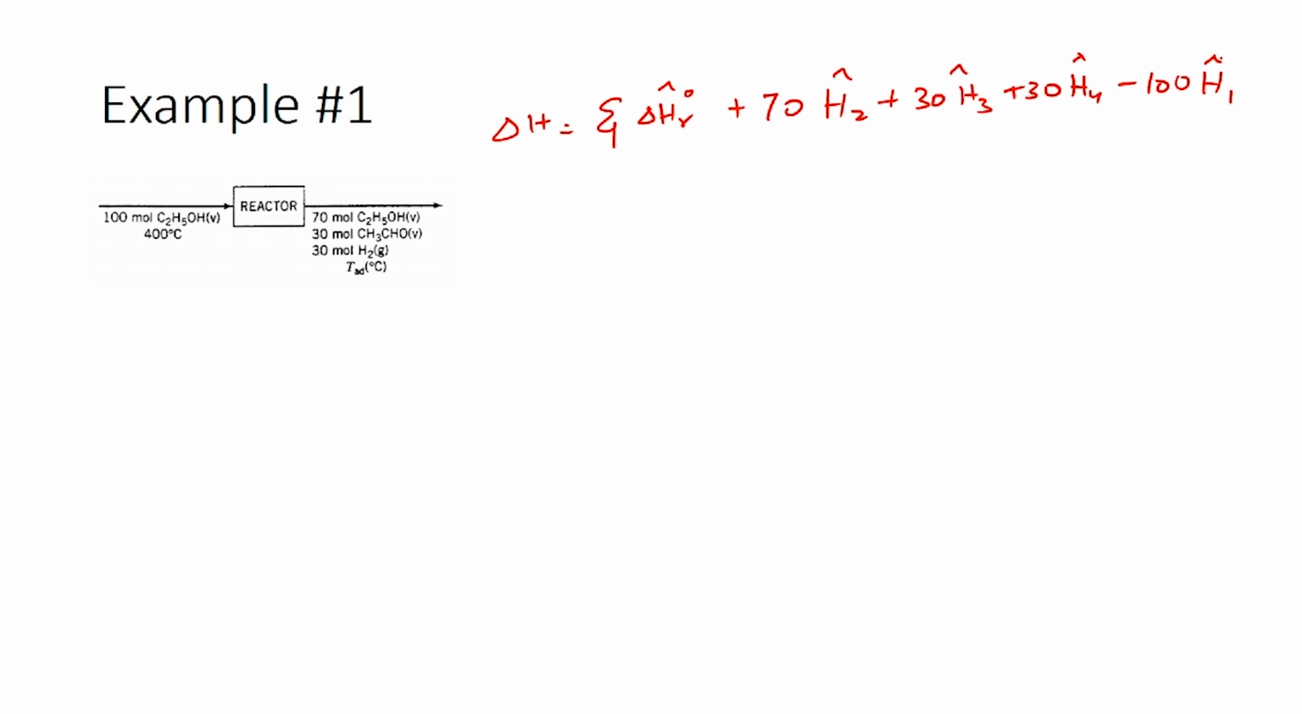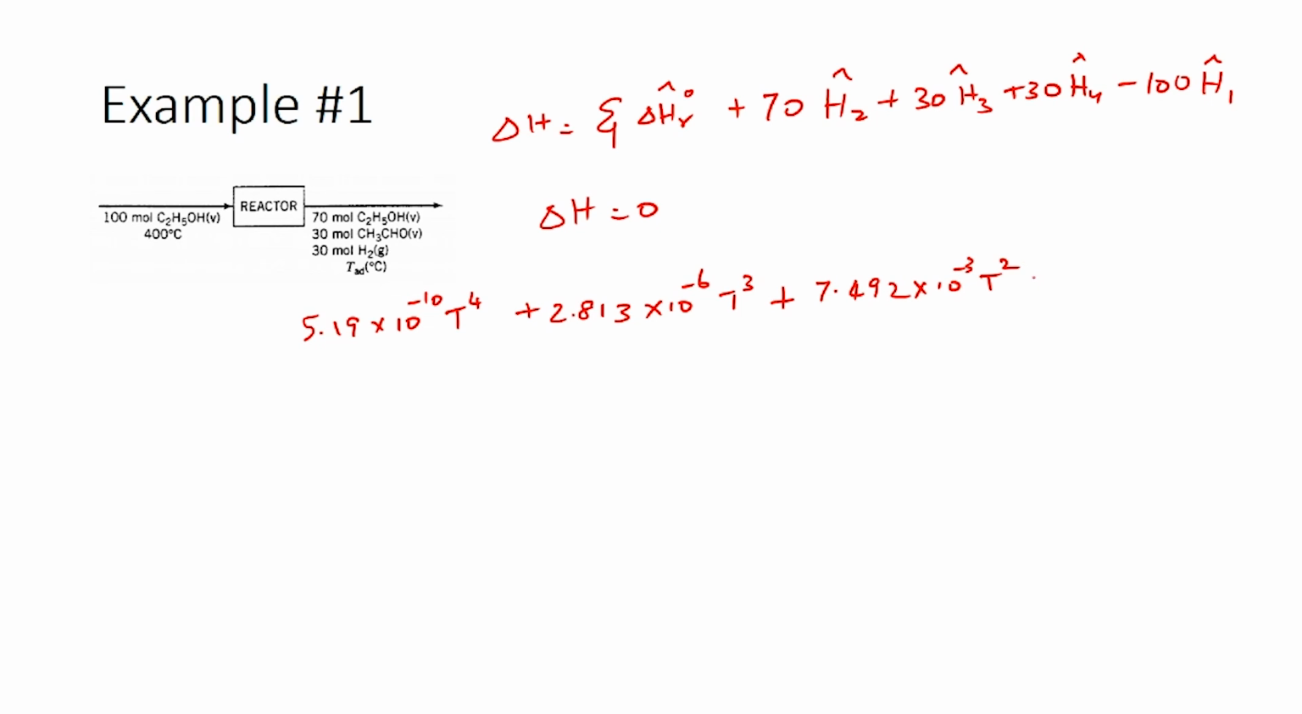So, if you were to substitute the values for H2, H3, H4 in the form of the polynomials, we already have the numerical values for the extent of reaction and the heat of reaction and also for H1 cap. So, we can get the value for delta H, and we know that because it is an adiabatic process, delta H is equal to 0. So, what you end up with is a polynomial equation which would be 5.19 times 10 power minus 10 T power 4 plus 2.813 times 10 power minus 6 T cube plus 7.492 times 10 power minus 3 T squared plus 6.673 times T minus 1477 equals 0. So, this would be the polynomial you would have to solve to get the value for T.